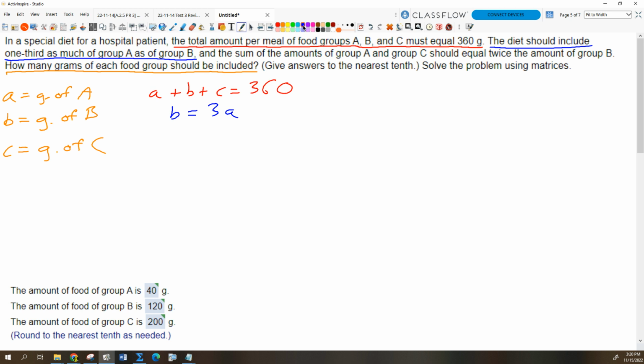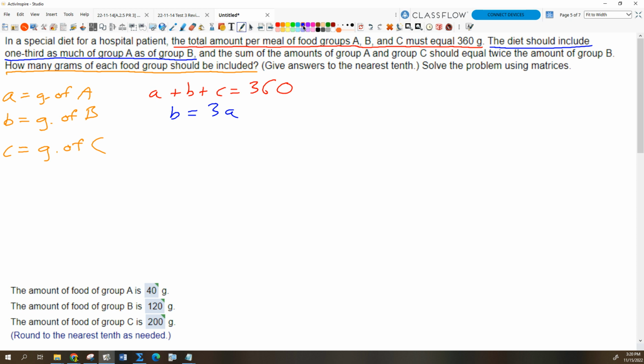When you're unsure about this, throw some numbers in there and just see. Like, let's just say, what if group B was 30 grams? What would group A be? We have 1/3 as much of group A as of group B. So if B is 30, what would A be? 10, right? So that would help us come up with that equation, wouldn't it? Okay, so we come up with another equation there.